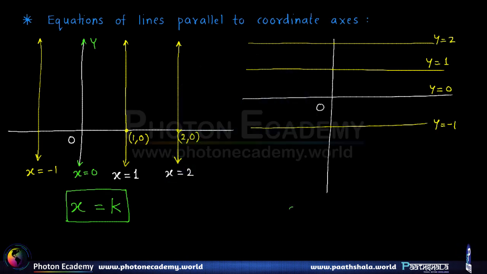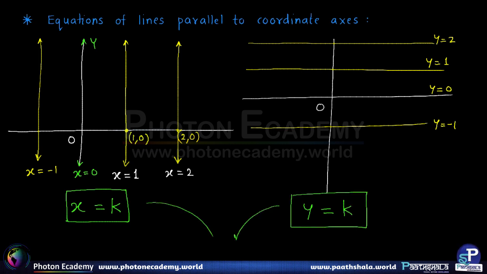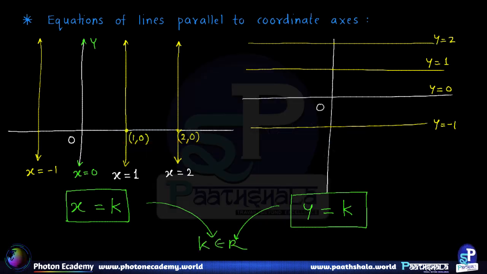So just to summarize, here the equation of a line which is parallel to x-axis will have the equation of the form y equal to some constant. So in both of these cases we want k to be some real number.